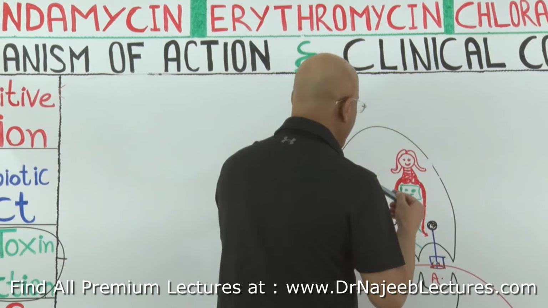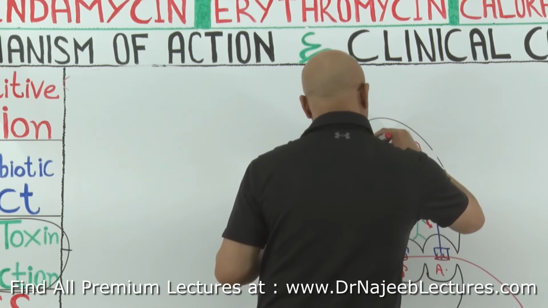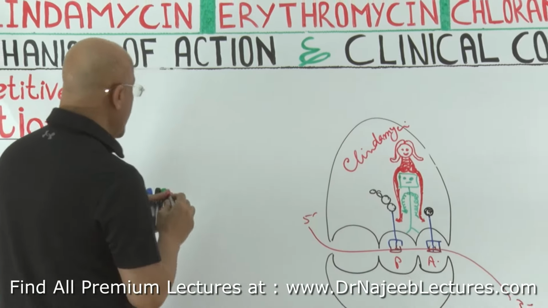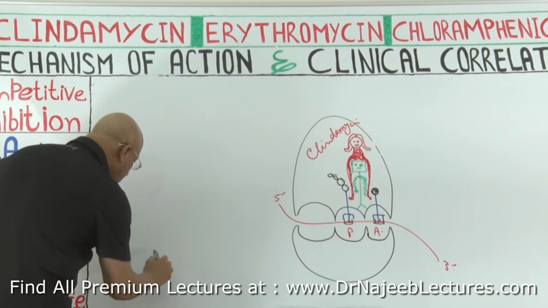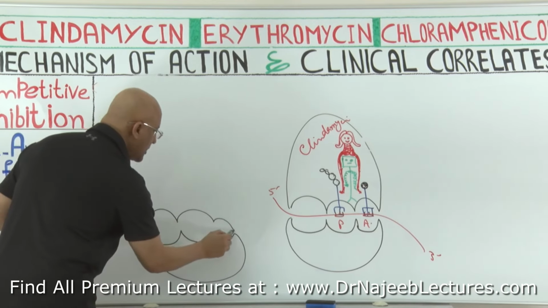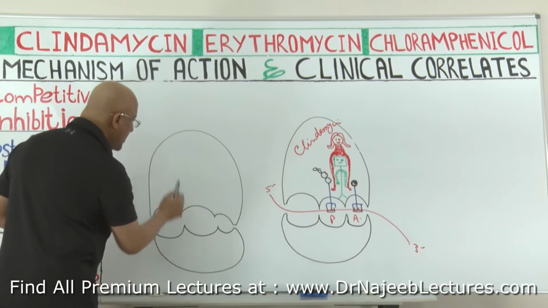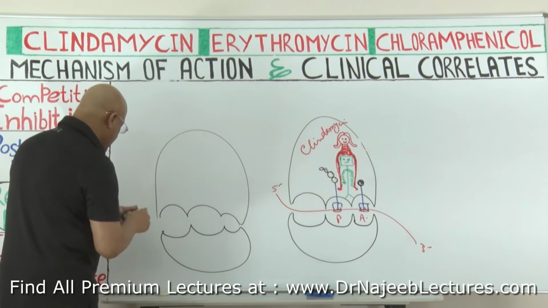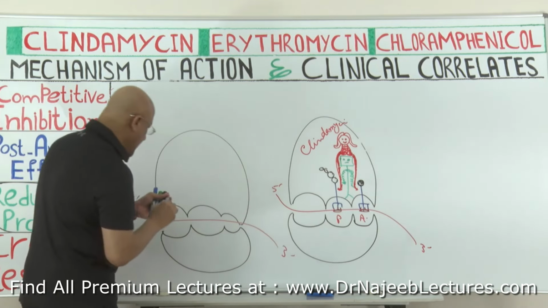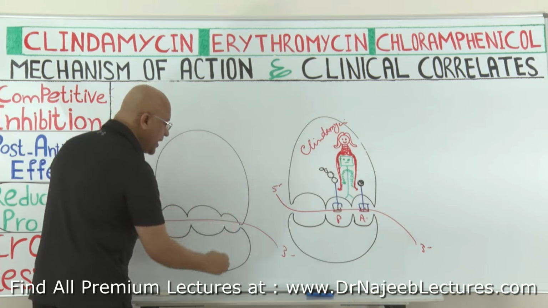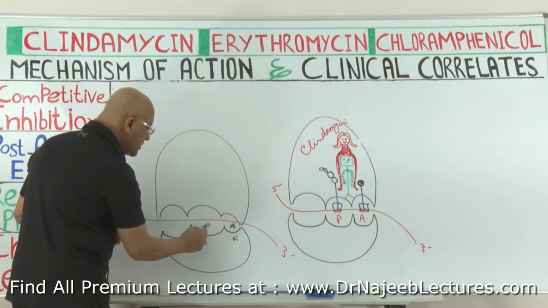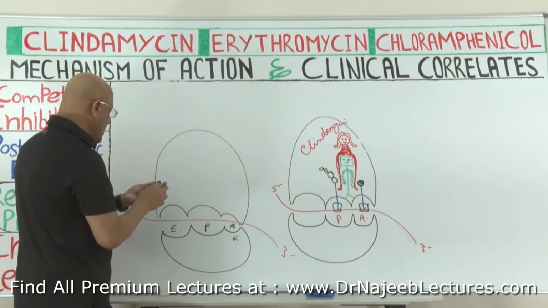Now let's compare it with, okay, I will write it here. This was Clinda, clindamycin. Now let's compare it with the macrolide function. Okay, basic, we are drawing the amino acid, ribosome 30S, 50S, and here is your messenger RNA with 5 prime end and 3 prime end, and this area is going to be the A site, and this area is going to be the P site, and this is the E site.